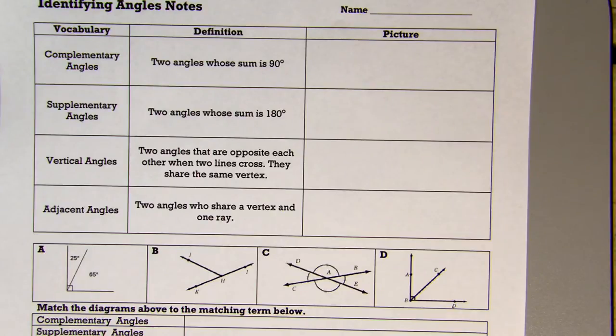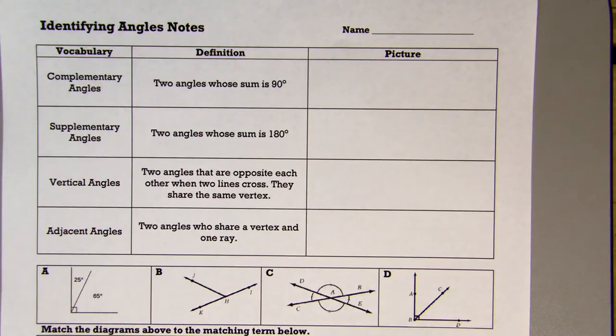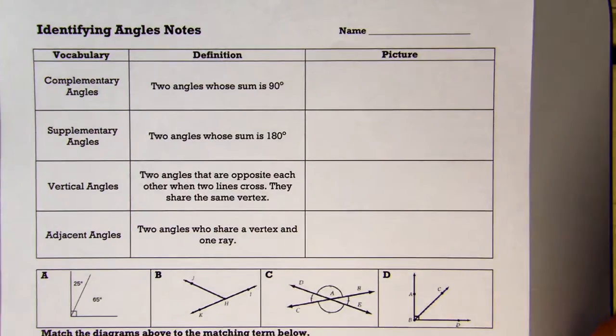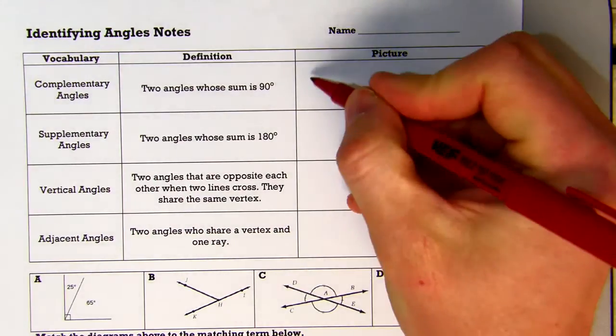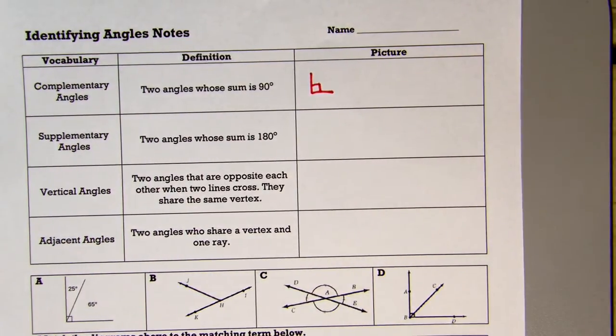Alright, so today's lesson is on identifying angles. So we're going to talk about a few angles first. The first type of angle we're going to talk about is complementary angles, and that is two angles whose sum is 90 degrees. And we know that a 90-degree angle is also known as a right angle. So we're going to have that right angle symbol there.